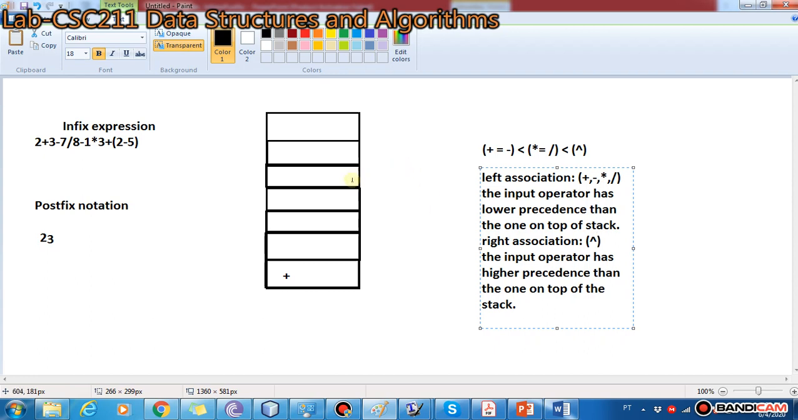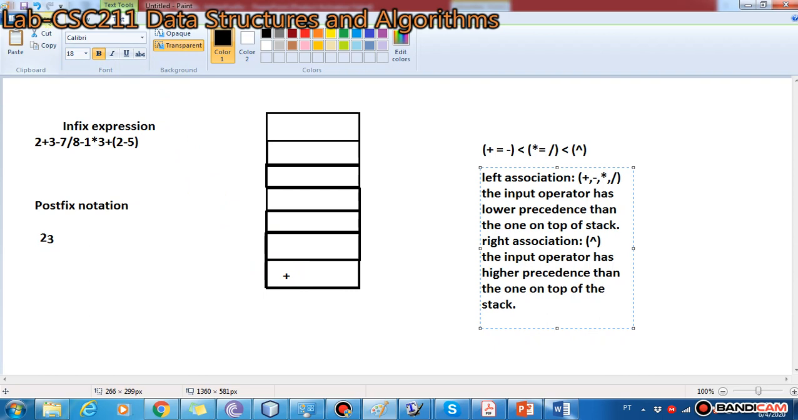So whenever the precedence of the input operator and the operator on the top of the stack is the same, we check the association. In this case it's left association. Left association states that the input operator has lower precedence. So whenever the input operator is of lower precedence, what we do is we pop the stack.